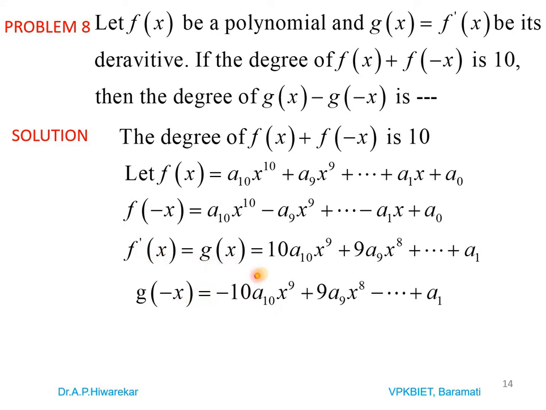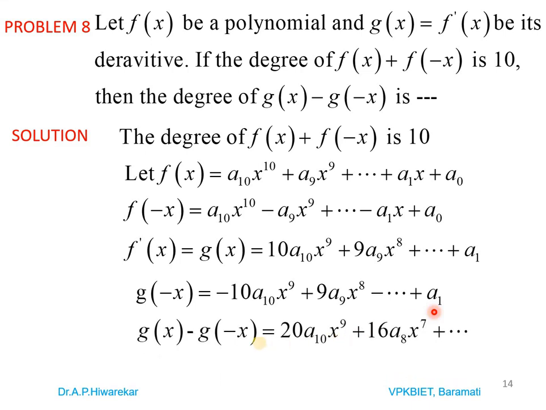Then g of minus x, in this relation, replace x by minus x. So, we get minus 10 a10 x power 9, and this is 9a9 x power 8. The next term will be minus, plus alternately, and the last term will be a1.